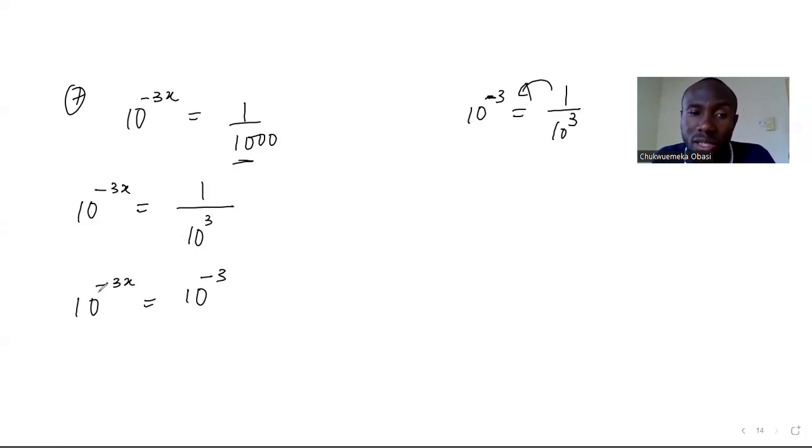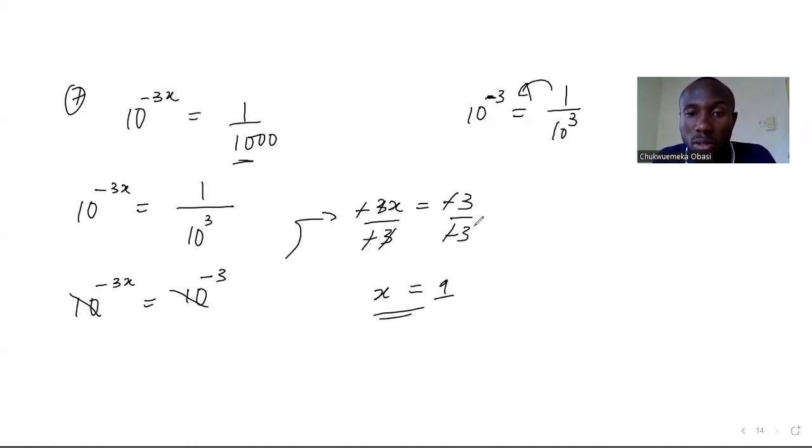The whole reason why I'm doing this is that I want the base to be equal so I can cancel them out, and I equate the exponent. So I say minus 3x is equal to minus 3. Of course, divide both sides by minus 3. The minus cancels out, 3 cancels out. So x must be equal to 1. So that is the answer to that question.